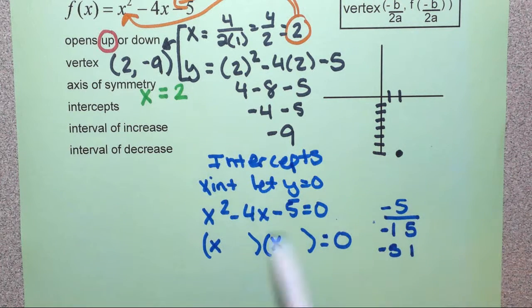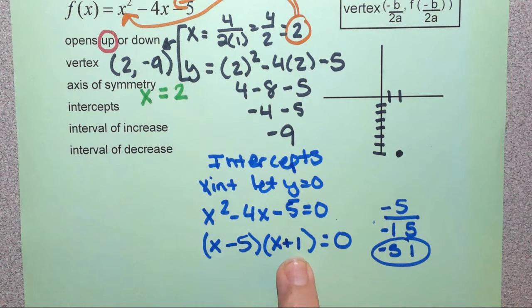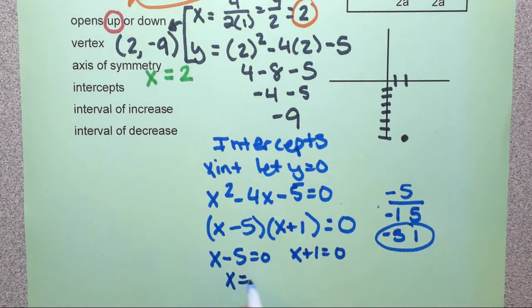One of these factors is going to add to the middle. So negative 1 plus 5 adds to positive 4. I want negative 4. But negative 5 plus 1 adds to negative 4. So these are the two that I'm going to pick. Negative 5 times 1 is negative 5, and negative 5 plus 1 is negative 4. Once you have your factors, you set them equal to 0 and solve.